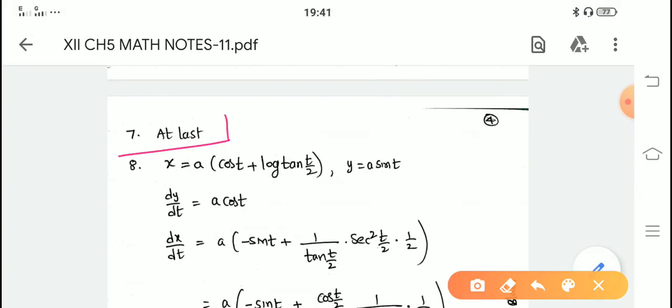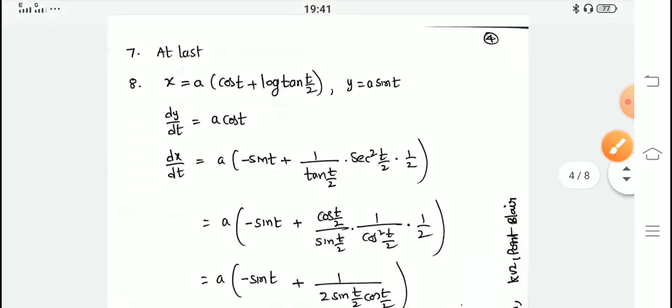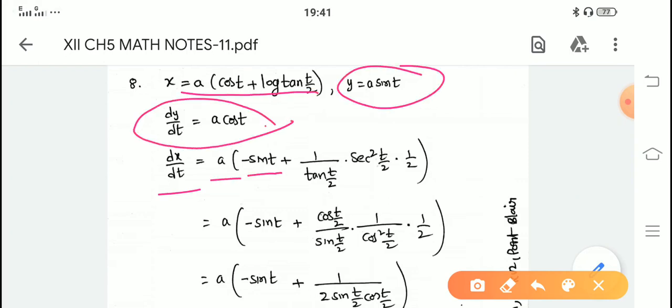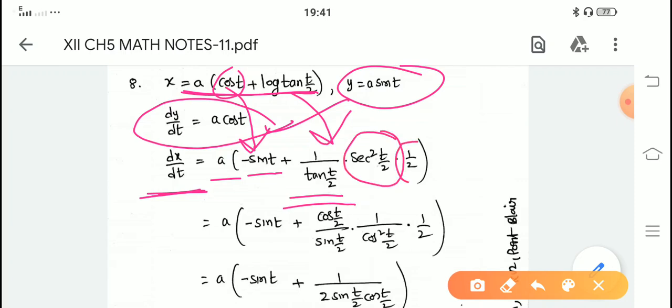The 7th I explained at last. 8th: x is equal to a into cos t plus log tan t by 2, y is equal to a sin t. Here also I have done some more simplifications, using one more formula like the earlier problem. So dy by dt, I found first, is a cos t, which is simple, that's why I kept it here. So dx by dt is equal to a into, cos t derivative is minus sin t, log tan t derivative, look very carefully, 1 by tan t by 2 into tan derivative secant square t by 2 into t by 2 derivative is 1 by 2.